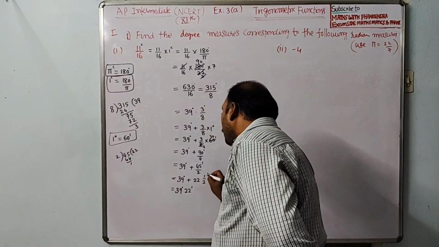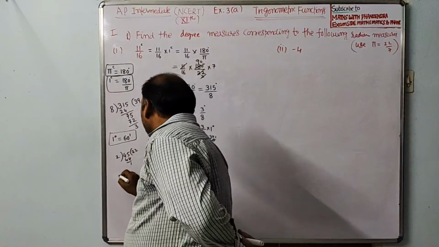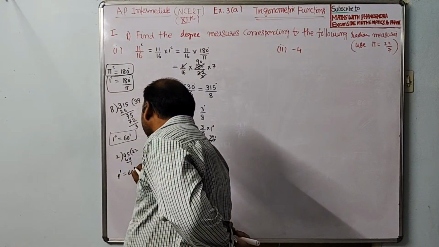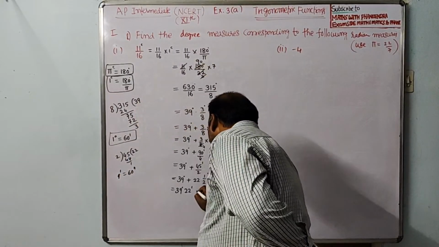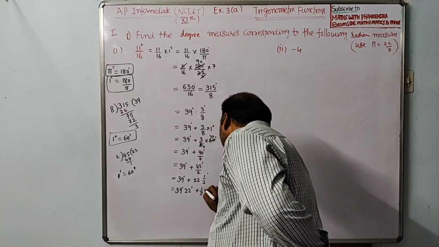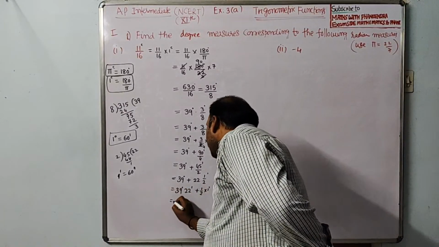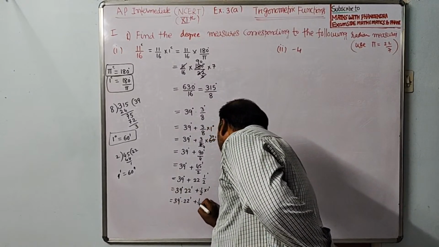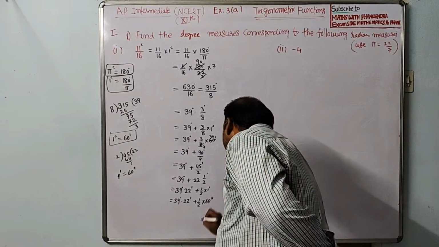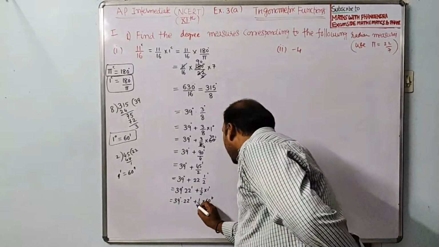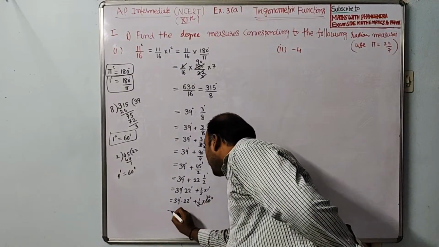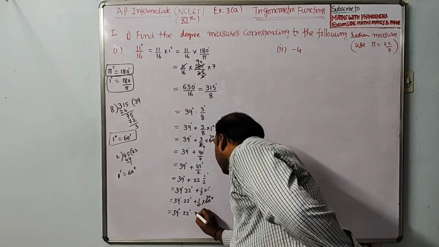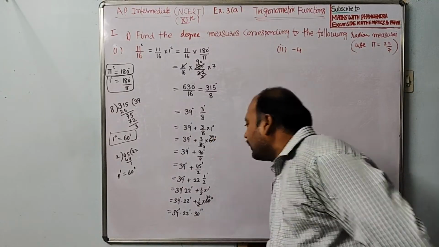We can write again half minute. 1 minute can be written as 60 seconds now. So this can be written as 1 by 2 into 1 minute, which is equal to 39 degrees, 22 minutes plus 1 by 2 into 60 seconds. So 2 ones, 2 30s. So we can write it as 39 degrees, 22 minutes and 30 seconds.